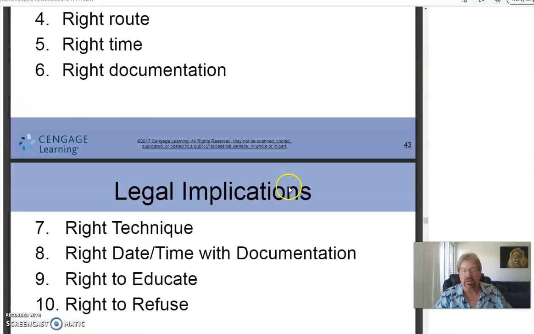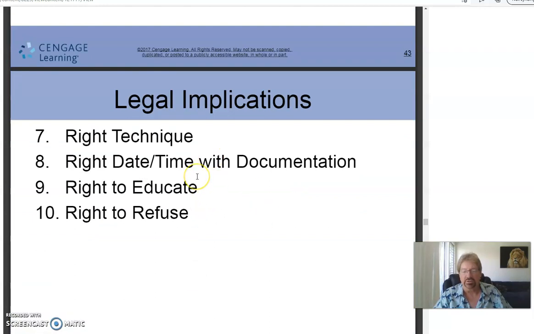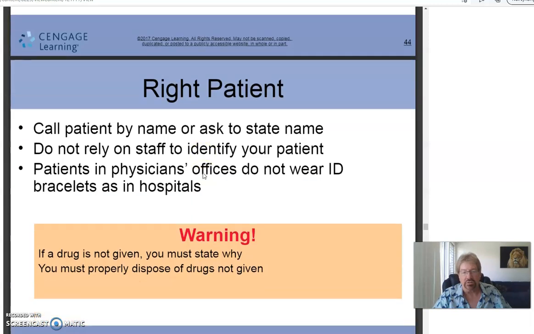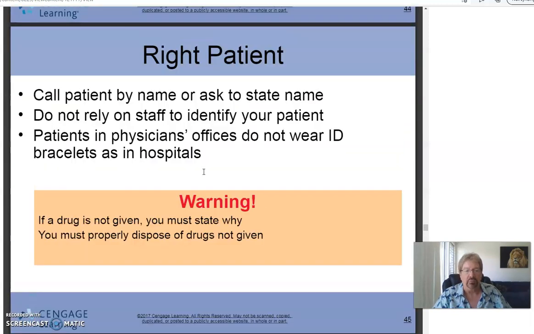They'll usually stop here, but go ahead and learn this too, guys. This is super, super important. One of the big things in this class you need to know. So I'd get on it right now. Right patient. Call the patient by name or ask them to state their name. Why? To make sure you got the right person. That's why. Do not rely on staff to identify your patient. Patients in physicians' offices don't wear ID bracelets like they do in the hospital.